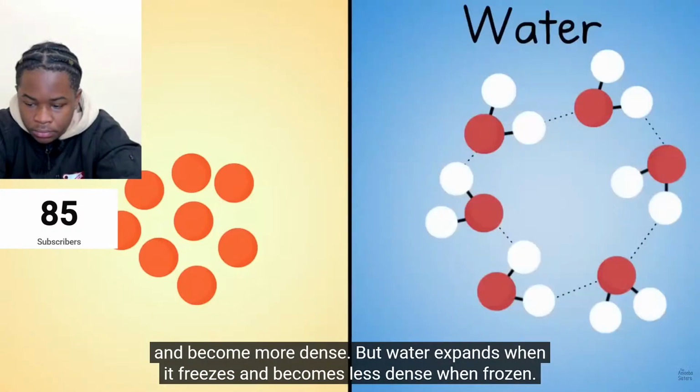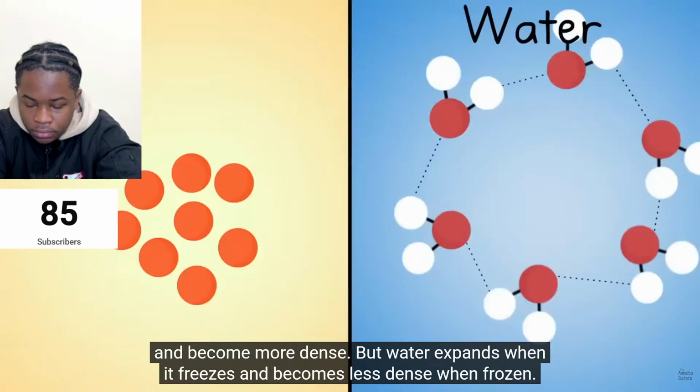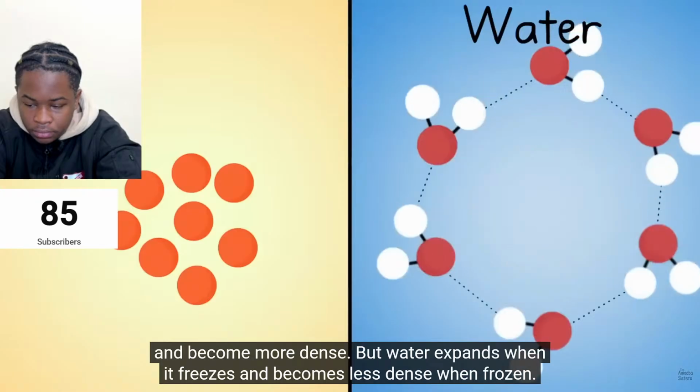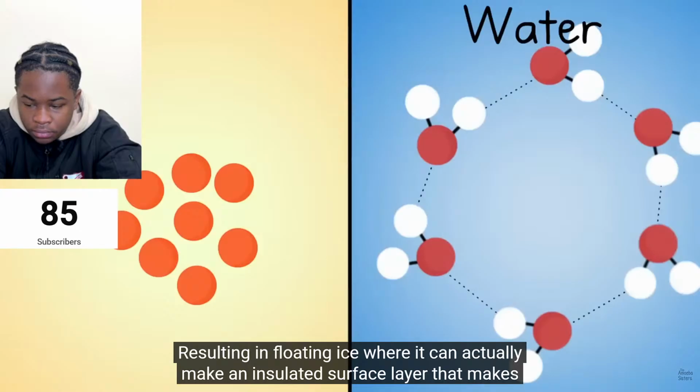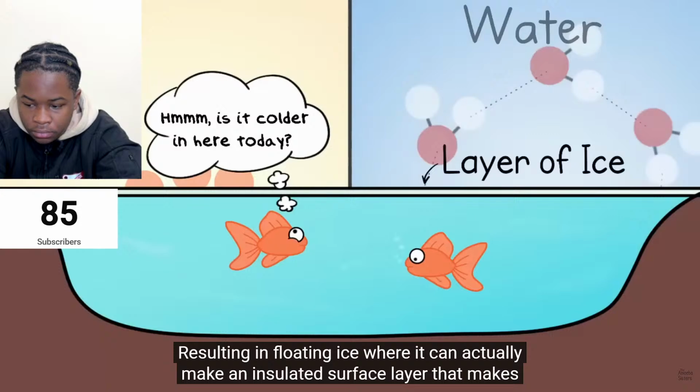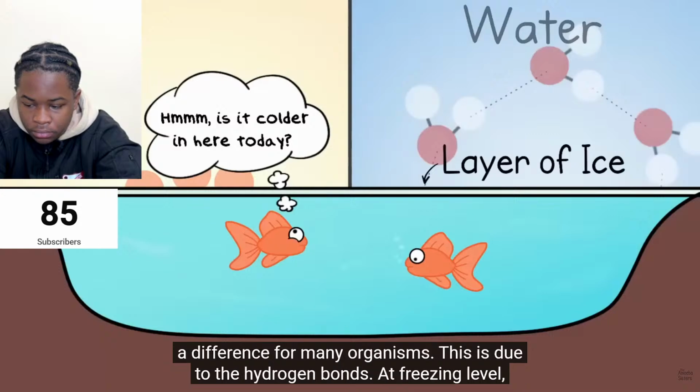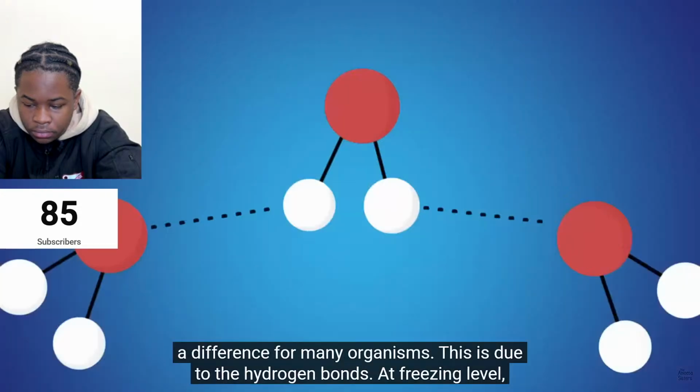Water expands when it freezes and becomes less dense in its frozen state, resulting in floating ice, where it can actually make an insulated surface layer that makes a difference for many organisms underneath. And this is due to the hydrogen bonds.